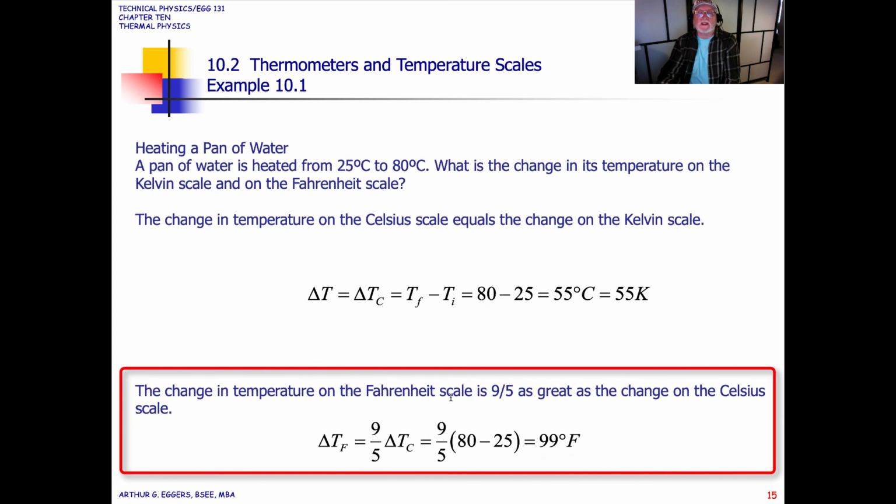on the Fahrenheit scale is 9/5 as great as the change of the Celsius. So we need to use that conversion formula. So the change in temperature Fahrenheit is equal to 9/5 of the change in temperature. So we're not talking about absolute, we're talking about the change. So in this case, 80 minus 25, the difference in those two times 9/5 gives us a change in temperature of 99 degrees Fahrenheit.